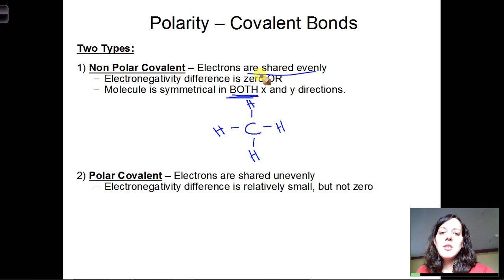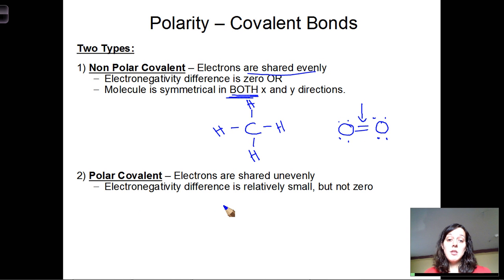For an example of this first bullet, we could use oxygen. So O2 is a diatomic molecule. As far as the difference between these two electronegativities, as they are the same atom, you don't even need to look them up. The difference between the two has to be zero, so this has to be a nonpolar covalent bond. So these electrons that are shared between this oxygen and this oxygen are being shared evenly. With polar covalent, they are shared unevenly. So either the electronegativity difference is not zero or the molecule is not symmetrical.